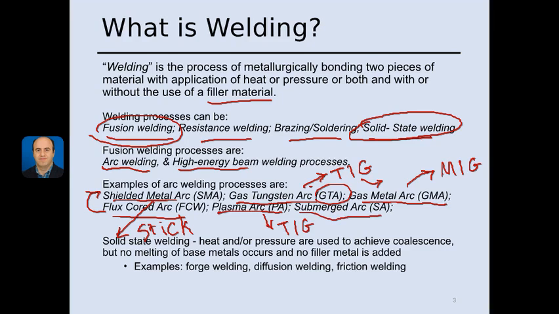In solid state welding, we have heat and we have pressure, and the heat and pressure are used for the coalescence, but there is no melting of the base metal. So also filler is not used. You don't have filler material. Some of these processes are forge welding, diffusion welding, and friction welding.